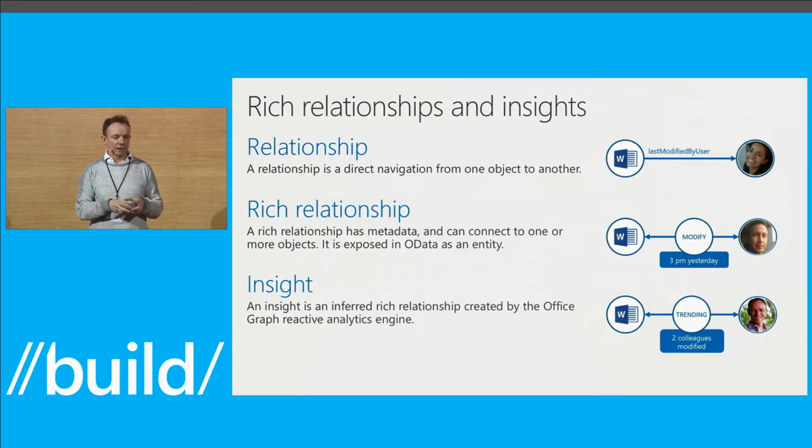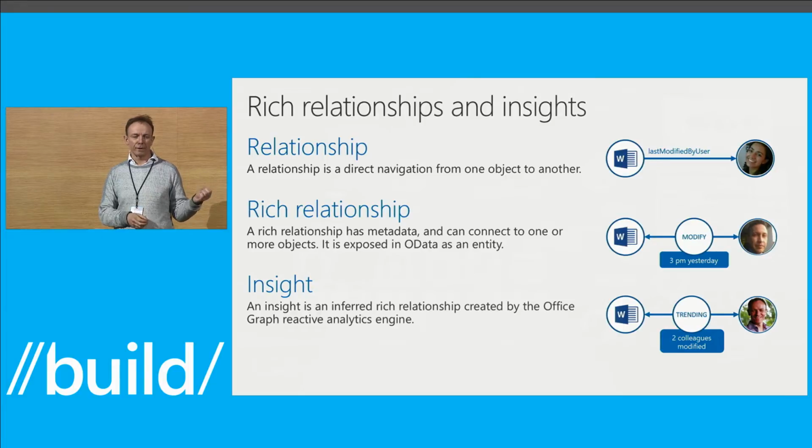And then we also have this class of rich relationship that we call insights. So Jon and Gina are people I work very closely with. And the Office Graph understands that, and understands that when Jon has modified this file and Gina, it's probably interesting for me to know about this document. So this document will start trending around me, and I can discover this document in my Delve applications, and now with this new API endpoint, you can provide this information to your users.